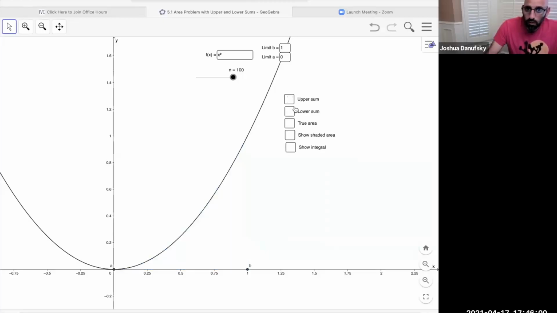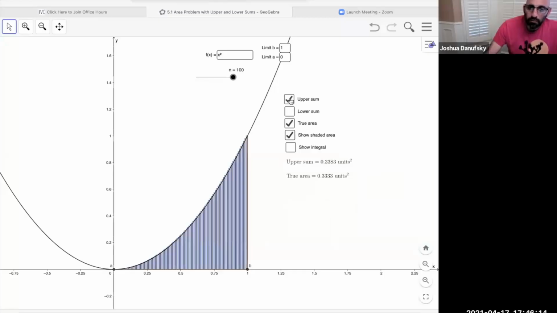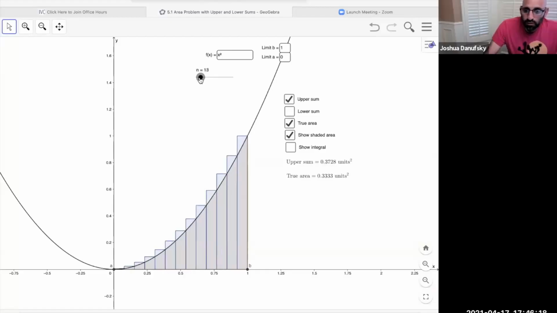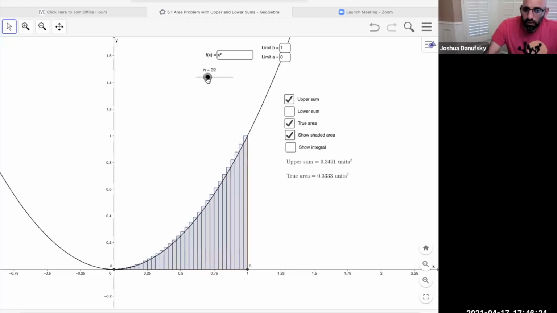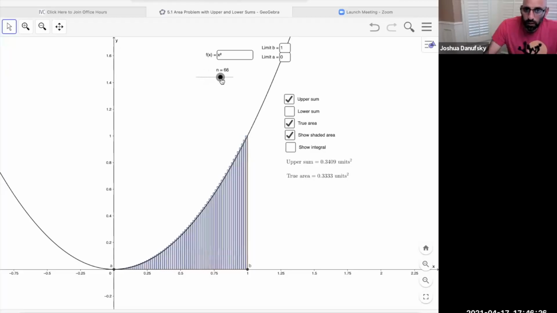Our goal is to get to that area there. And the true area is this number here, which we're going to learn how to get to, all in good time. But you'll notice that as we increase the number of rectangles, look where it says upper sum, we get numbers that are approaching 0.3333, right? They're getting closer and closer to that.